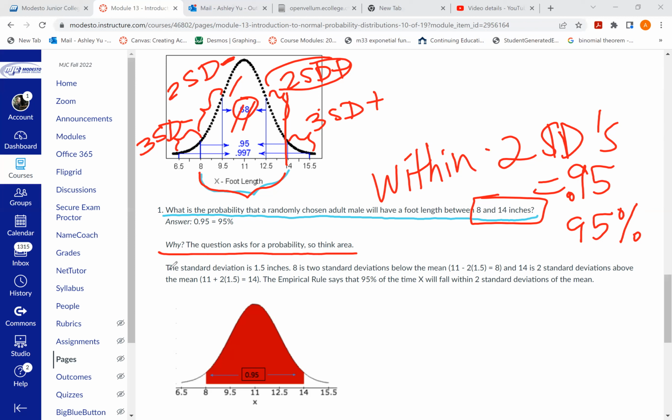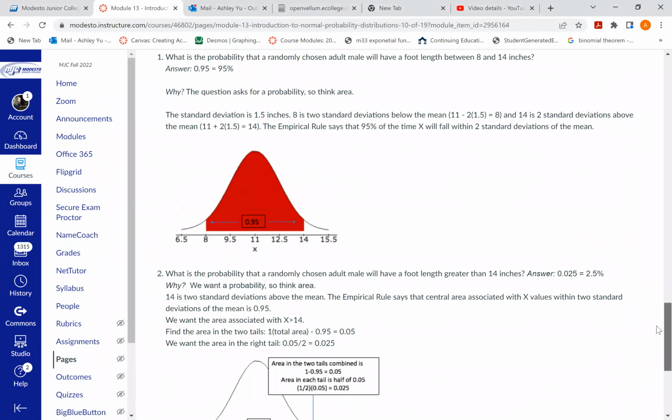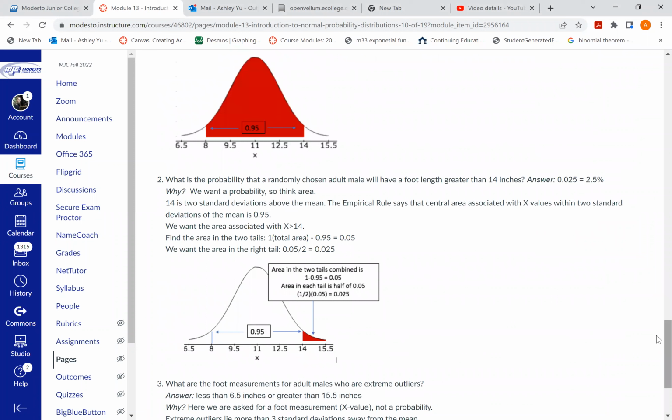Like we talked about, the standard deviation is 1.5 inches. 8 is 2 standard deviations below the mean, and 14 is 2 standard deviations above the mean. The empirical rule says that 95% of the time, x will fall within 2 standard deviations of the mean. Okay, so that graph really helped. If I didn't have the graph, I'd have to really think about it. I like how they broke it down just now, with the standard deviation and all that.